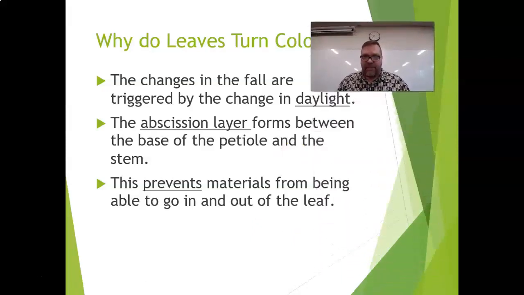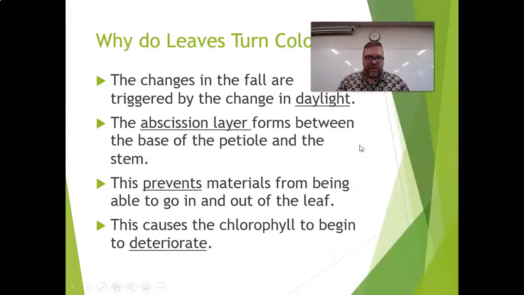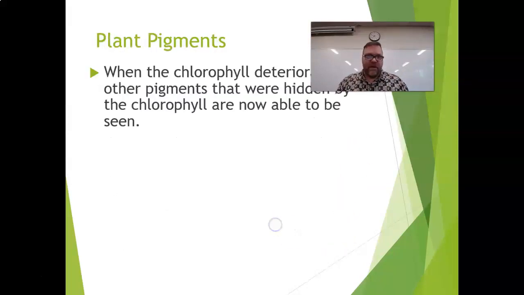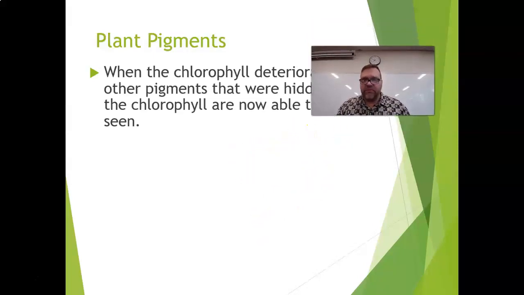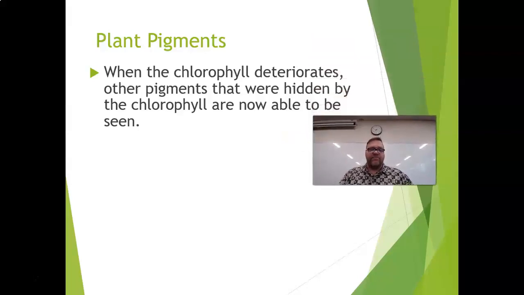And when that happens, this causes chlorophyll to begin to deteriorate. Again, the chlorophyll is the thing that changes sunlight into energy. And when it's not getting any materials like the nutrients that it needs, the chlorophyll deteriorates. All right. When chlorophyll deteriorates, other pigments that were hidden by the chlorophyll are now able to be seen.